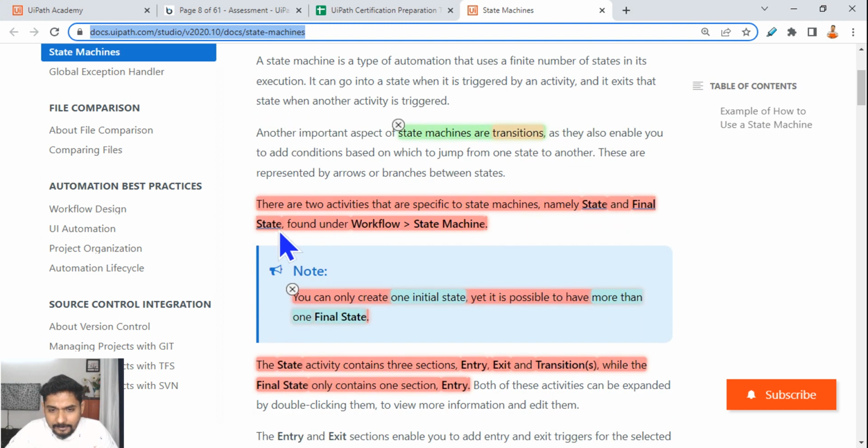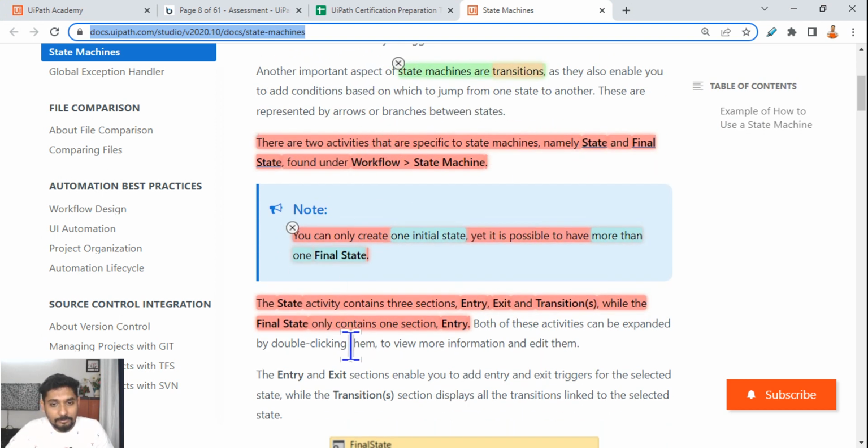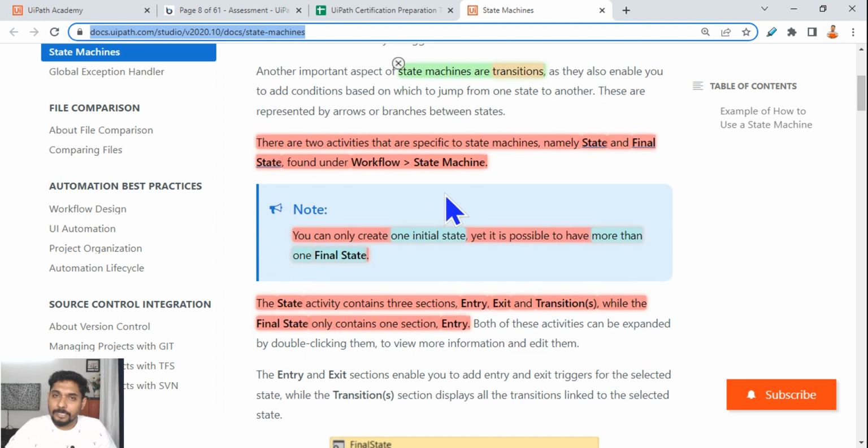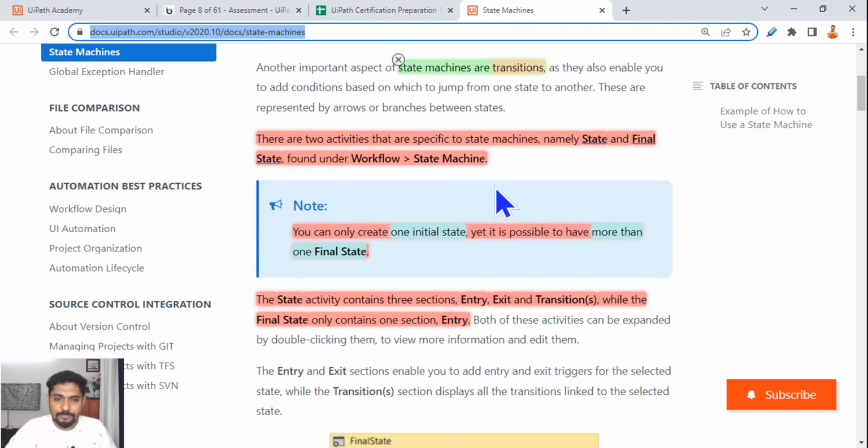Okay, and another important key point: you should read the entire document, by the way, but again I am highlighting the important points. There are two activities that are specific to state machine, namely state and final state. We saw that. State and final state are found under Workflow, State Machine. Okay, the workflow is state machine, we saw that.